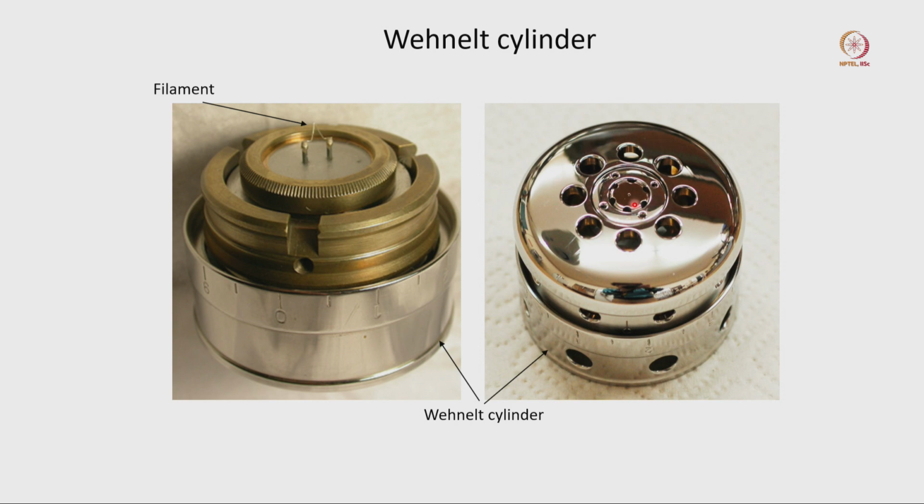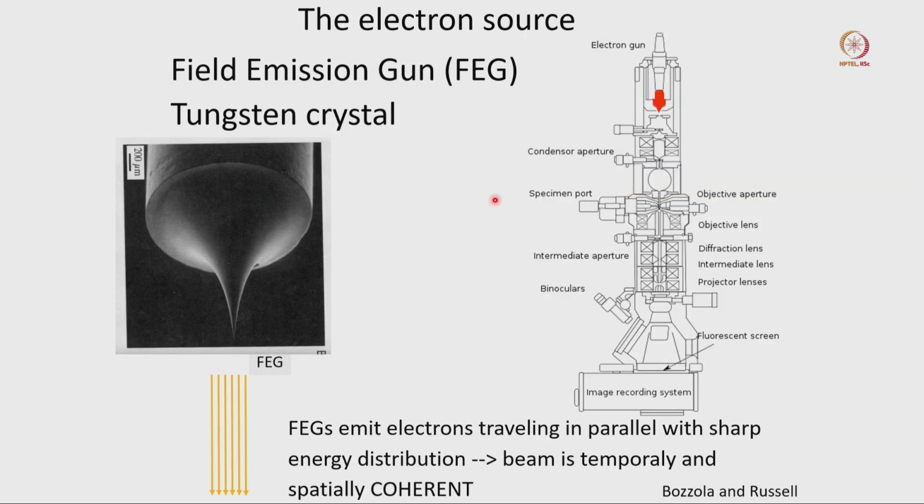This is the Wehnelt cylinder, which helps to pull out the electrons. And now this is the field emission gun. You can see that the field emission gun has a very sharp tip and the electrons are coming out from the tip. We always expect that electrons are coming out from this tip, and the electron beam is mostly very coherent here.